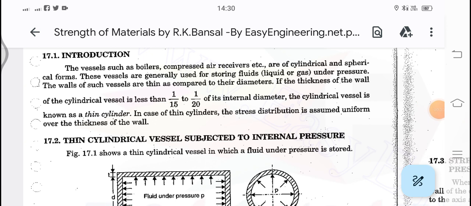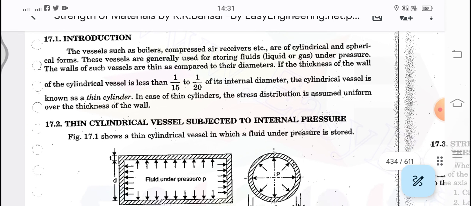So let us discuss this topic, thin cylinders. What is meant by thin cylinders? If the thickness of the wall of the cylinder vessel is less than 1 by 15 to 1 by 20 of its internal diameter, that is the T by D ratio, then the cylinder is said to be a thin cylinder.